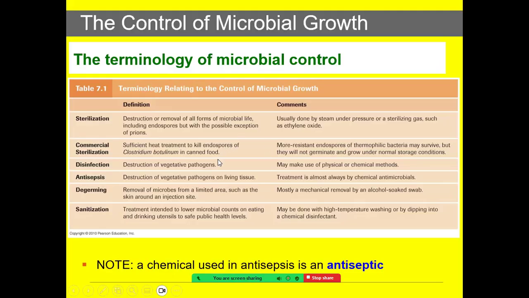All right, this slide is showing you the terminology of microbial control. I think you've had a lot of these terms in the worksheet for this chapter, so I'm not going to go over them, and they should be familiar to you. Sterilization: destruction of all forms of microbial life, with the possible exception of prions. But if you sterilize something, you do kill the endospores.